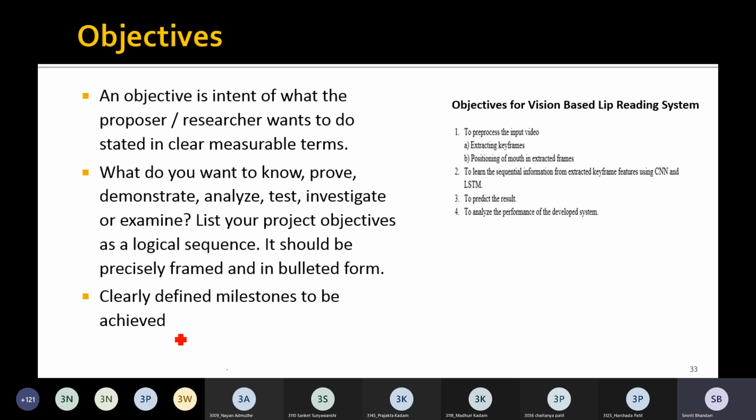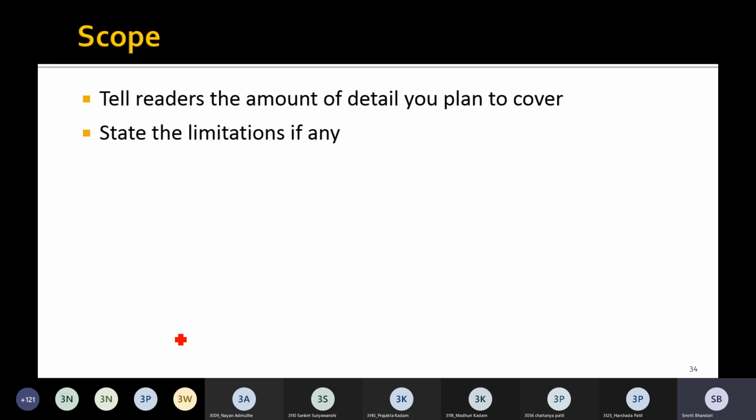So let's proceed now. We are done with the objectives. We have now defined the problem statement, and to solve that problem, we have defined our objectives. Once we achieve all those milestones, all those objectives, we may say that we have provided the solution for the problem. Okay. Now, the next part is the scope of the project.